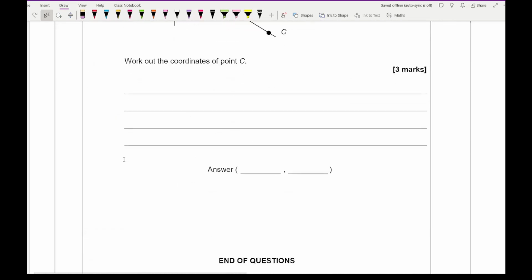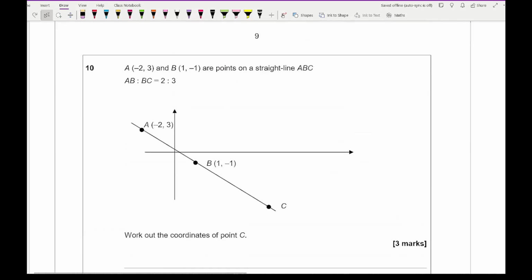Then moving on to our last question, question 10, it says that A is at -2, 3, and B is at 1, -1, are points on a straight line ABC. AB to BC is in the ratio of 2 to 3. Work out the coordinates of point C. So again, if I draw my triangle and work out the dimensions of this triangle, looking at the difference in the x ordinates, that's going to be the base, so that's 3. And the difference between the y ordinates is 4.